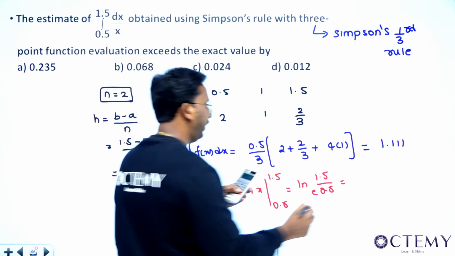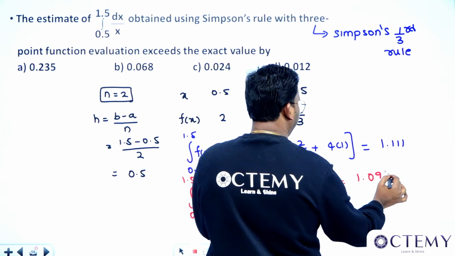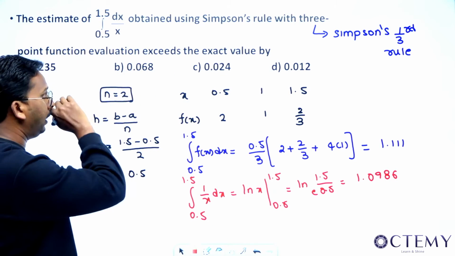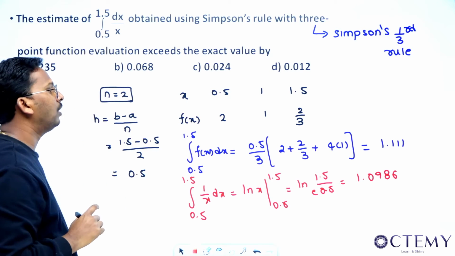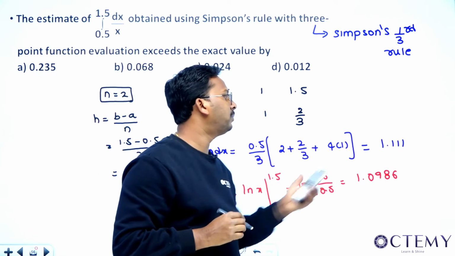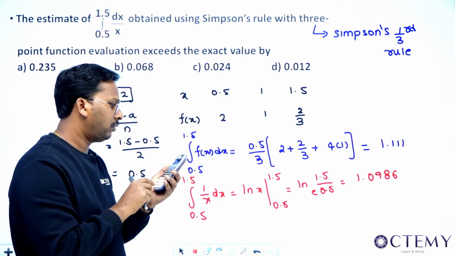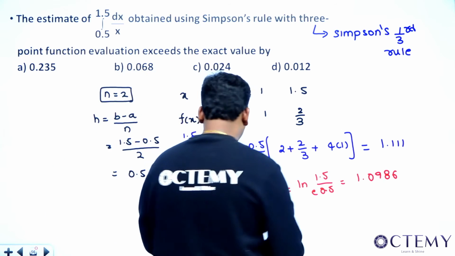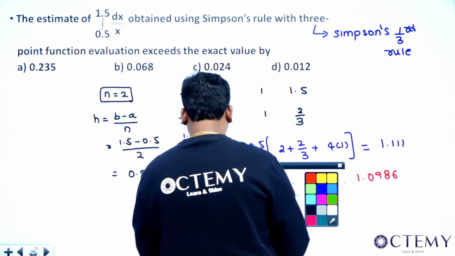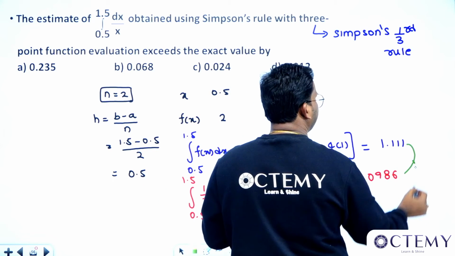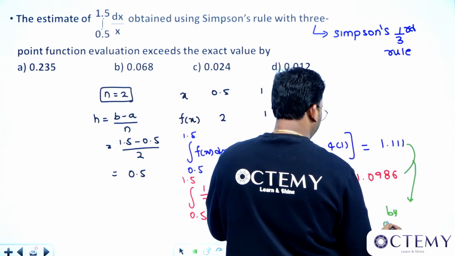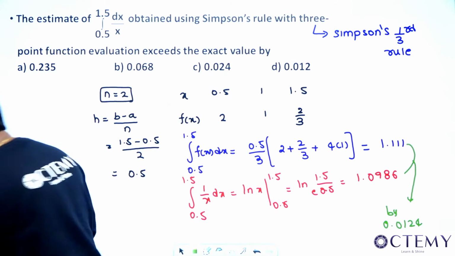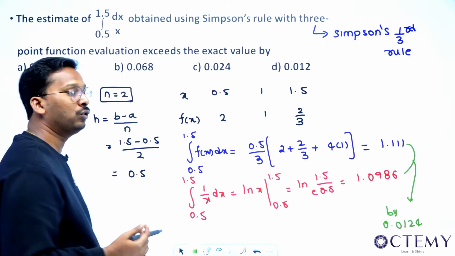This would be 1.0986. Now see, sir, the evaluation exceeds the exact value by how much? This is what is being asked. So take 1.1 minus the answer, and you will get how much the evaluation exceeds. This exceeds this by how much? 0.0124. Right? The evaluation exceeds the exact value by 0.0124. That should be the answer.